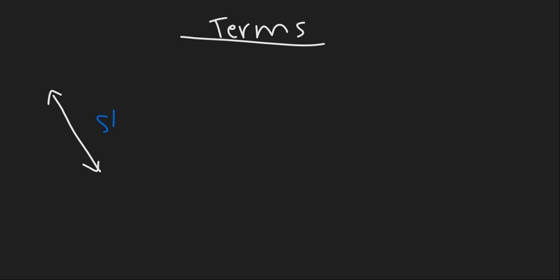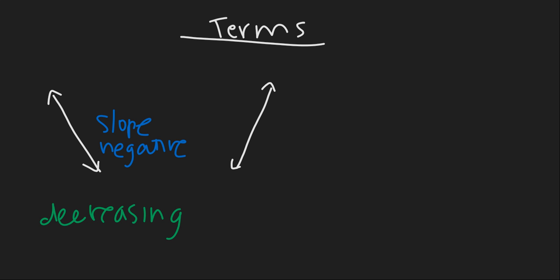First, let's define the terms. If in a graph like this, as you can see, the slope is negative, which means that it is decreasing. So decreasing is when the slope is negative. Increasing is when the slope is positive.